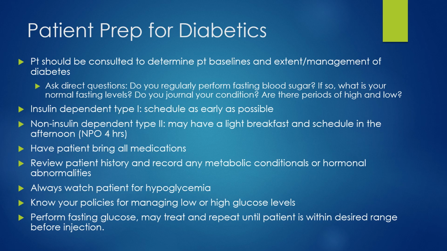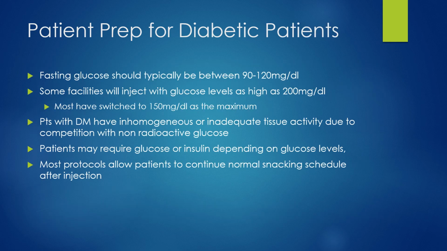You always want to perform a fasting glucose before you inject them, and you may treat and repeat until the patient is within the desired range for injection. Like I said, though, if it's too high, a lot of protocols would just go ahead and cancel and reschedule the patient. Fasting glucose levels should be between 90 and 120. It's okay if it's a little low or a little high to still give the procedure, but you do need to document what their blood sugar was.